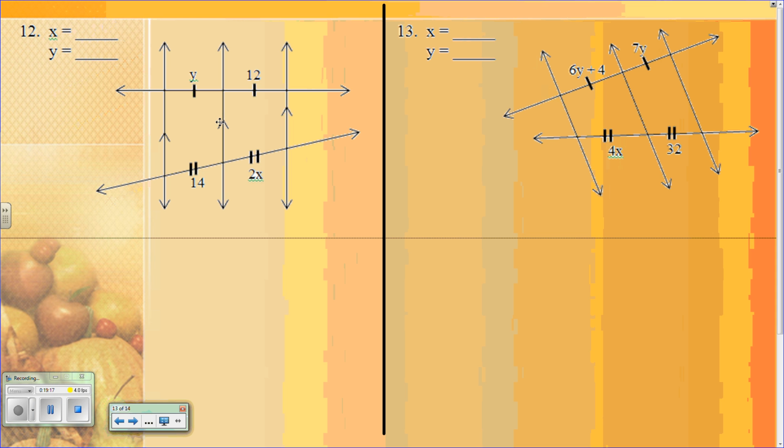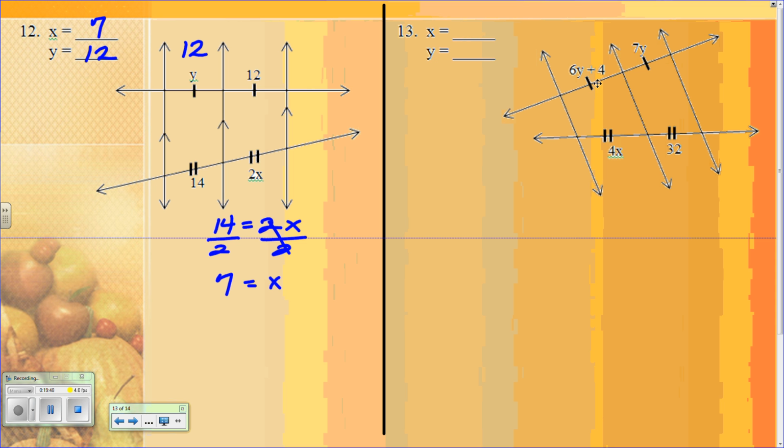All right, now remember what I said. When you have parallel lines cut by a transversal, if when that transversal goes through there, if these two are equal, these two are automatically equal. So if this is 12, guess what? So is that one. If this is 14, guess what? So is that one. So that means 14 is equal to 2x. So if I divide both sides by 2, I get that x is 7.